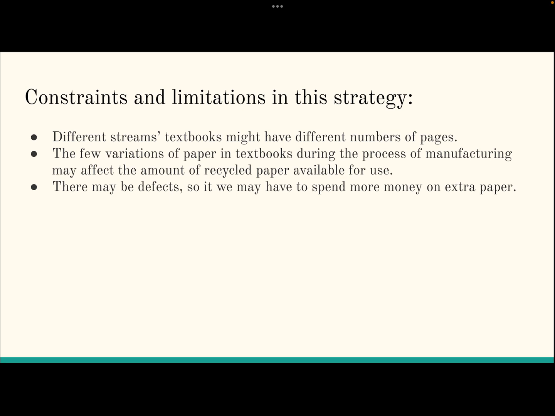For the constraints and limitations to the strategy, different streams' textbooks may have different numbers of pages. The variation of paper in textbooks during the process of manufacturing may affect the amount of recycled paper available for use. There may be defects, so we may have to spend more money on extra paper.